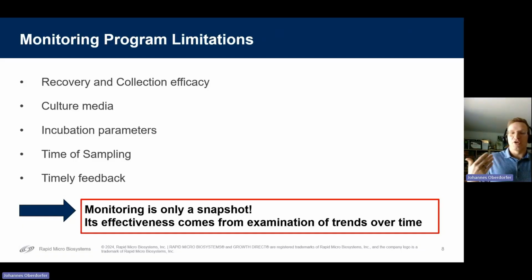And the outcome is that monitoring is only a snapshot. We take samples weekly, bi-weekly, maybe daily, but it's still only a snapshot. The effectiveness of all of this comes with the trends and the examination over time. If we have an endpoint measurement, this gives us a good snapshot, but in the end, we only know what happened in our clean rooms and in our environments if we look at it over time.